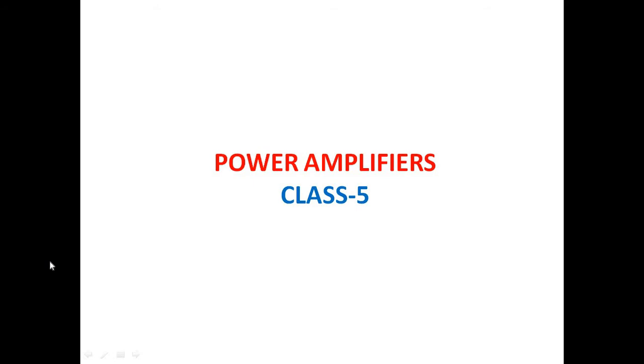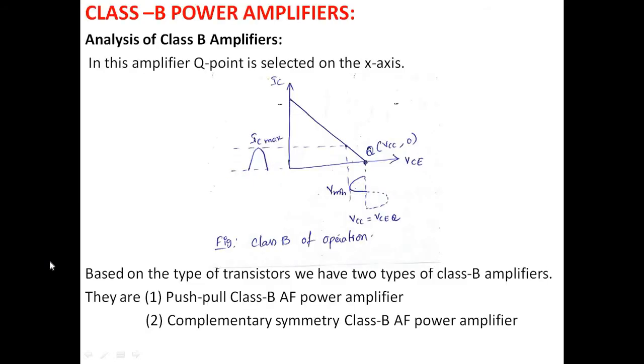Let us move on to what the basic principle is, how it is represented, what the different types of class B power amplifiers are, and what their efficiencies are. Now we know that class B power amplifier allows only one half cycle. In the previous scenario, in the class A amplifier, the operating point is chosen exactly in the middle of the DC load line.